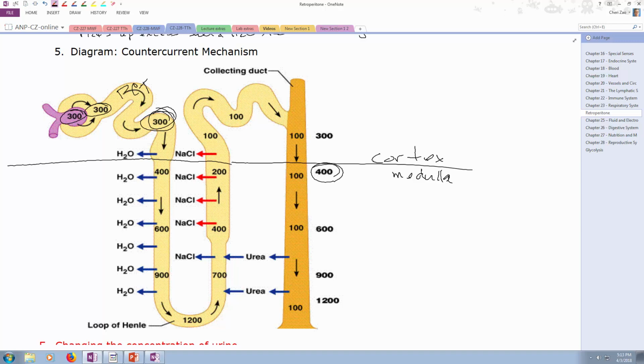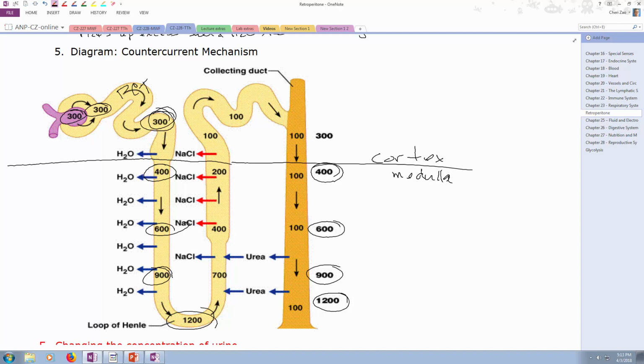That means there's more solutes there. So suddenly the filtrate is more concentrated as we start to go down. As we get down deeper, our filtrate concentrates even more because more water is leaving. So volume goes down, correct? As we get down deeper, we get to 900. As we get down to the apex or the tip of that area, the osmolarity is 1,200 milliosmoles, and we can make our urine 1,200 milliosmoles at that time.